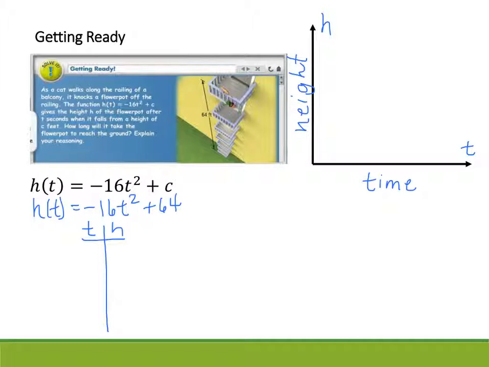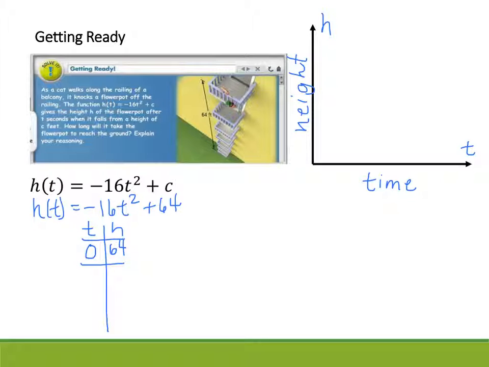Well, in the case of time, we know that at 0 seconds, the height of the flower pot would be 64 feet. Because, as of yet, at 0 seconds, the cat has not knocked the flower pot off the railing. So the flower pot is 64 feet up in the air. That's how high it is. But once the cat knocks the flower pot off, the flower pot will start to fall.